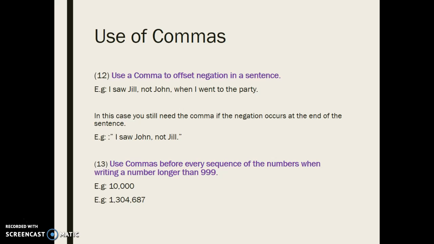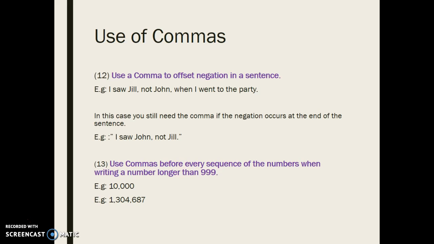Number 12. Use a comma to offset negation in a sentence. I saw Jill, not John, when I went to the party. In this case, you still need a comma if the negation occurs at the end of the sentence, however. For example, I saw John, not Jill. You still need the comma.